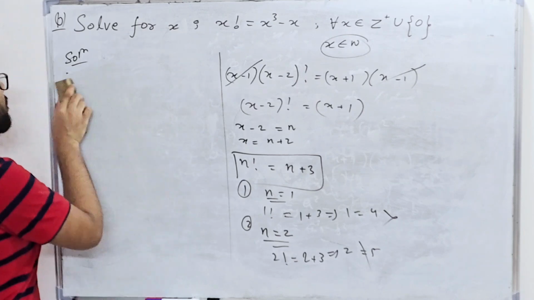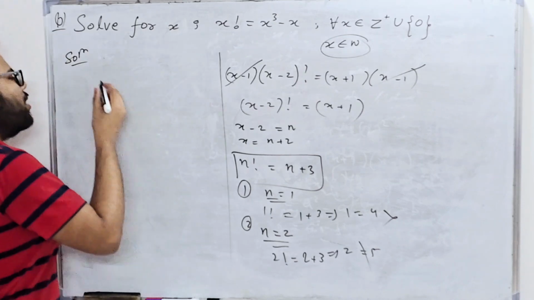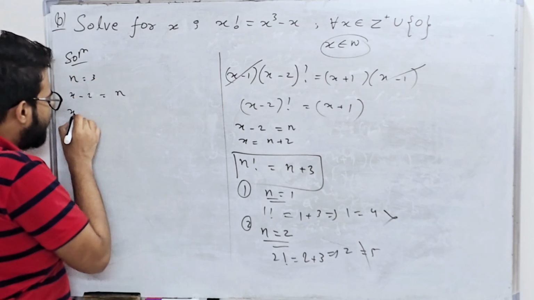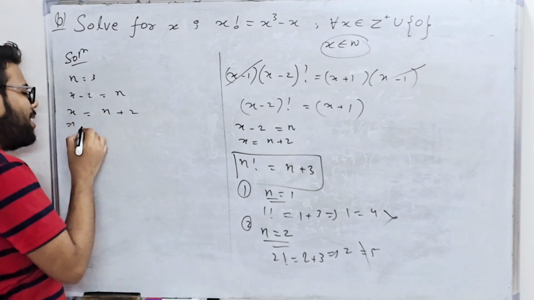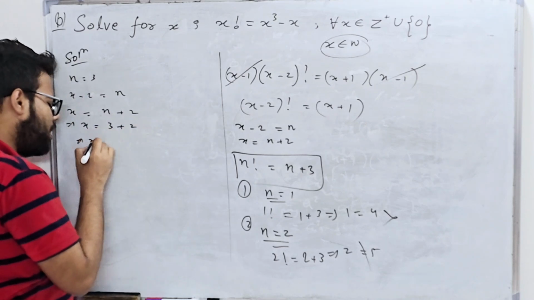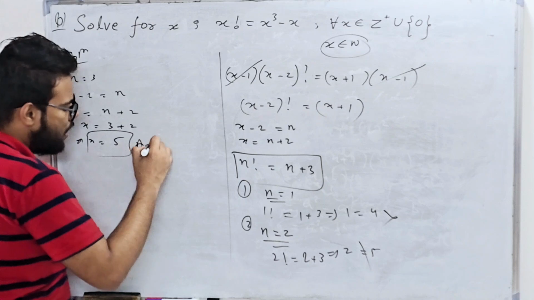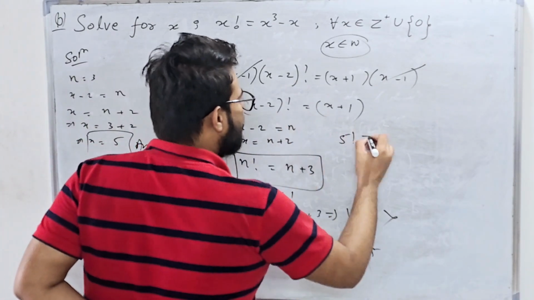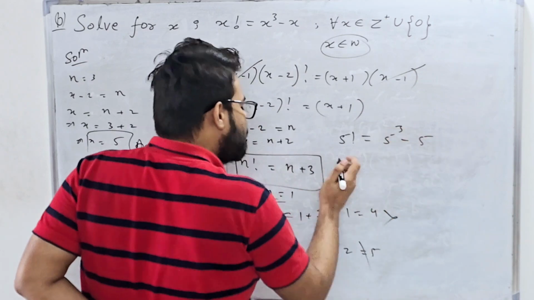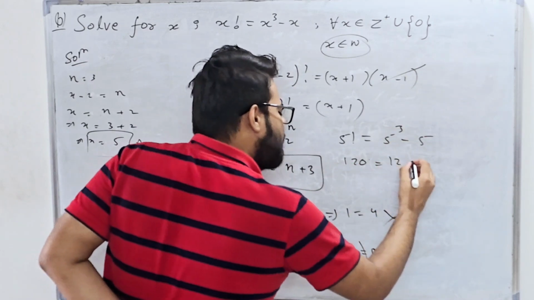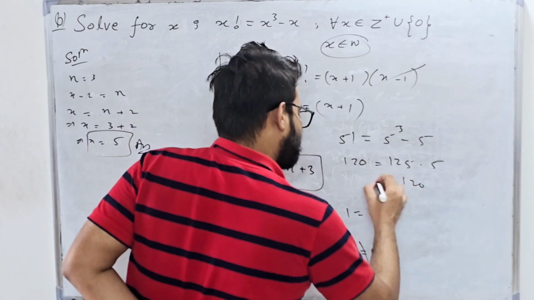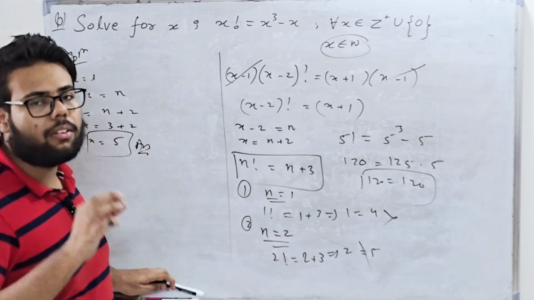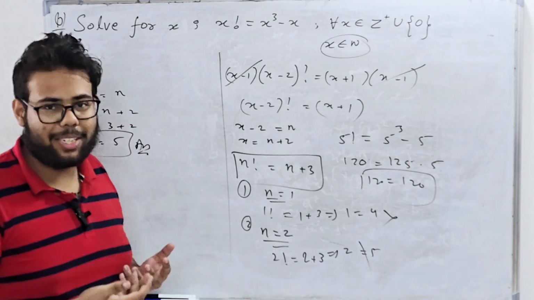But we have to find x, not n. So n is equal to 3 and x minus 2 was equal to n, and x was equal to n plus 2, which means x is equal to 3 plus 2, which means x is equal to 5. That's the answer. Does it satisfy? You can put it over there. Is 5 factorial equal to 5 cube minus 5? It is 120. It is 125 minus 5. Yeah, it is equal. Which means x is equal to 5 is the only solution to this amazing question.